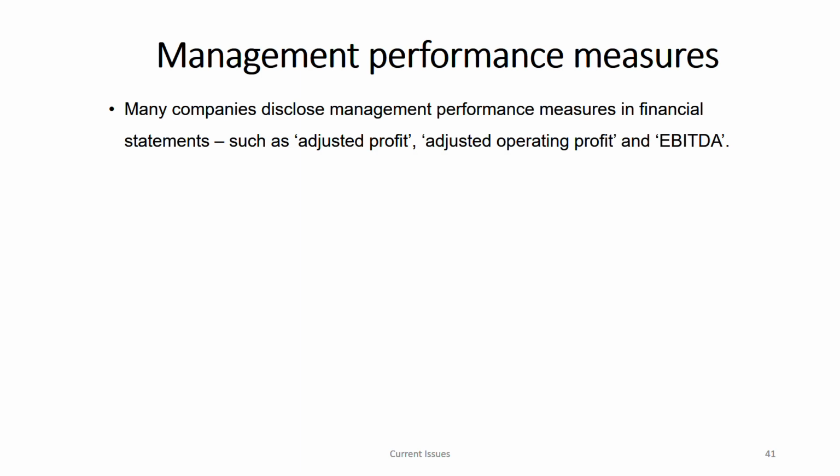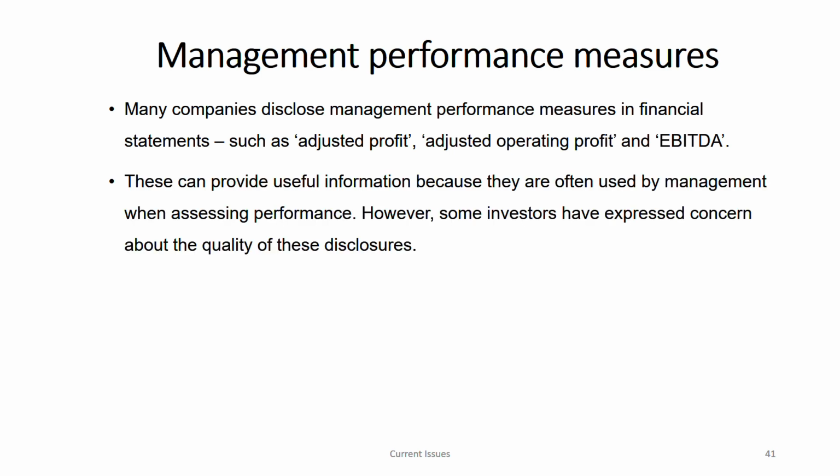Many companies choose to disclose measures such as adjusted profit, adjusted operating profit, and EBITDA. They can provide useful information for the user to assess the performance of a company. But still, some investors are not happy with this as well. Why? Because they are worried about the quality of this disclosure.